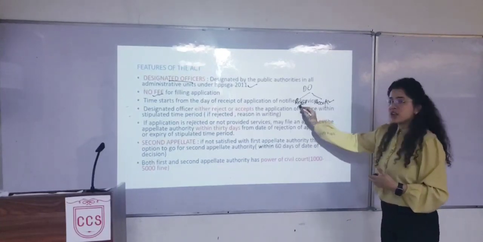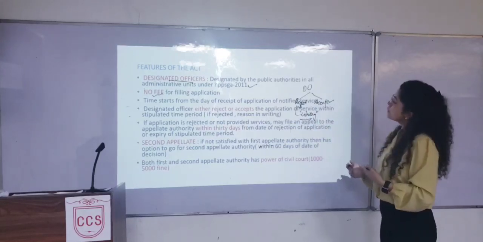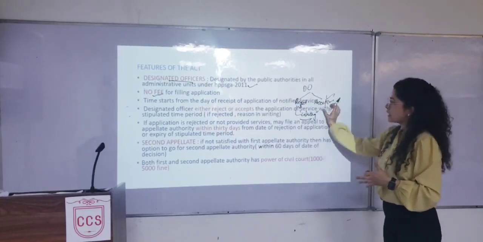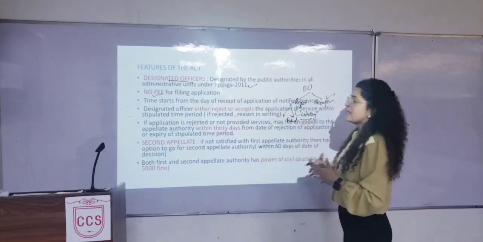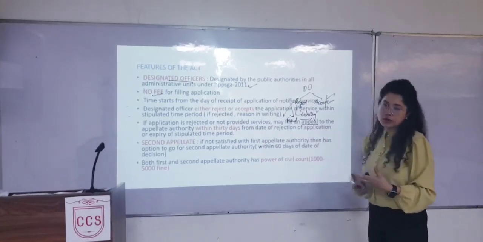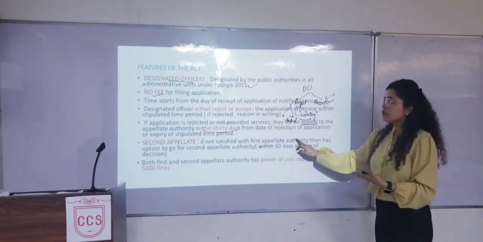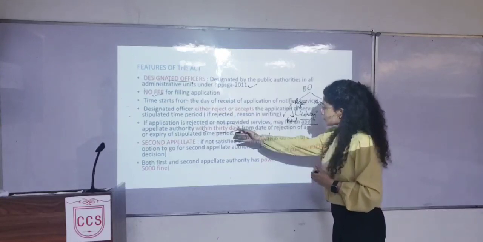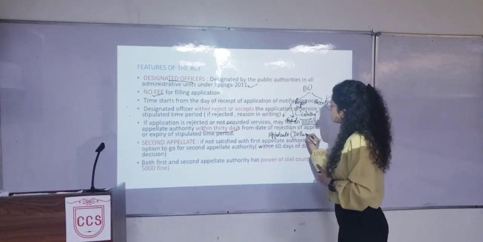So that means if they are rejecting, then they have to state in writing the reason for the rejection. And yes, if accepted, then there will be a redressal of that grievance within the time frame. Again, if they reject or fail to provide, then that particular applicant has the option to go to the first appellate authority. That means within 30 days from the date of rejection of the application, they can go to the appellate authority. So within 30 days they can go to the first appellate authority.